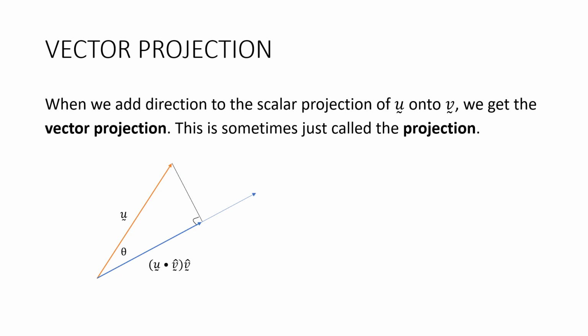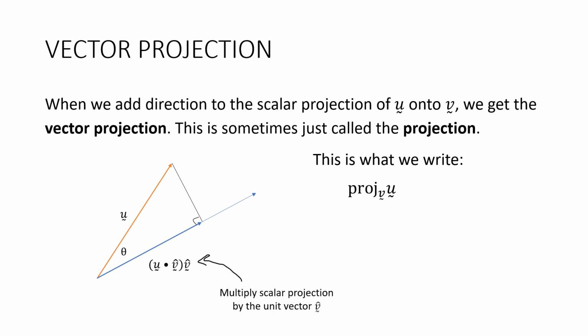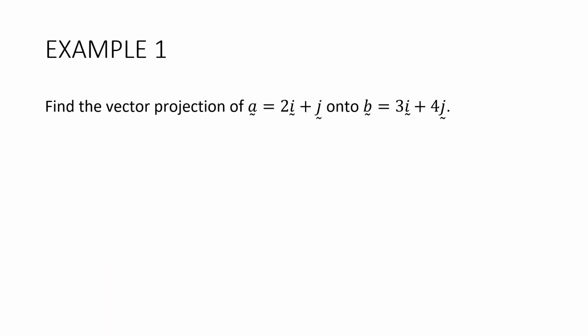And sometimes this is just called the projection. And this is what we can write, the projection of u onto v. And here's the formula. So this first part, that's the scalar projection of u onto v, and then we multiply it by unit vector v. Now, it's important that we multiply by the unit vector, not just vector v, because we don't want to change the magnitude.